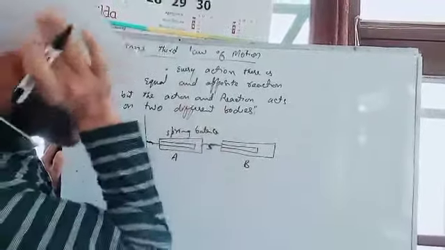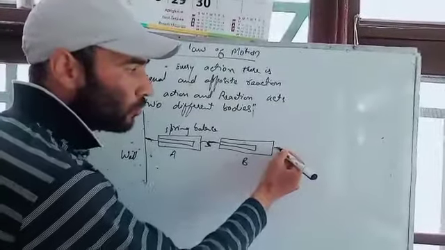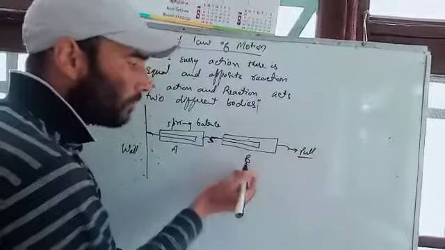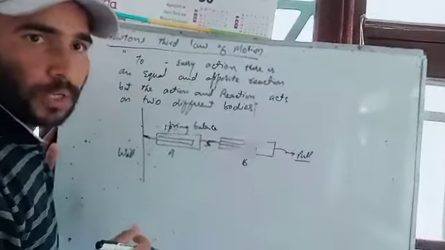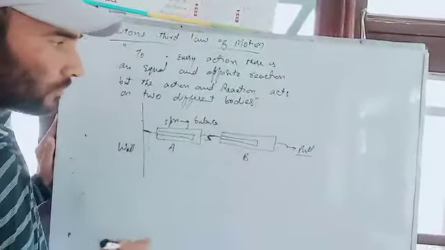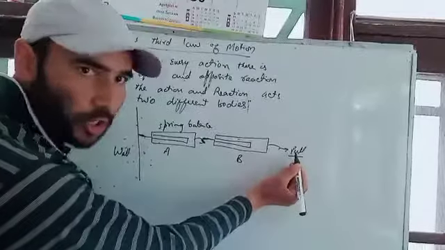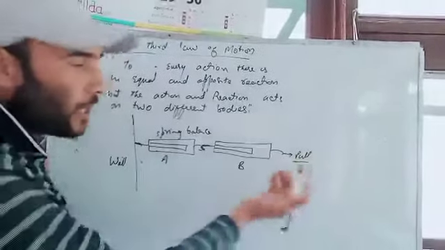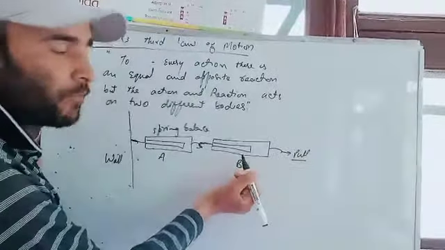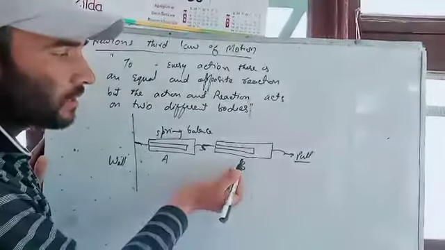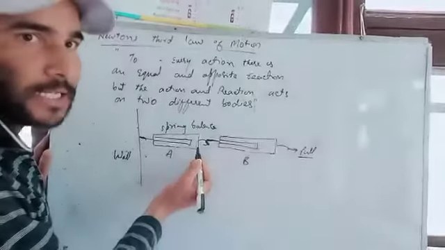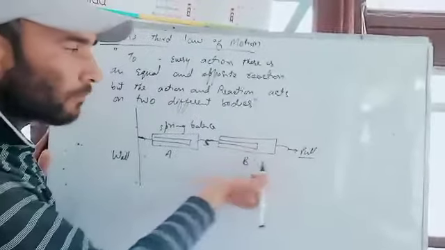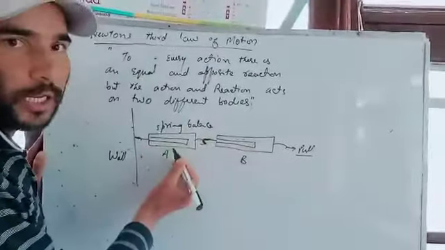And then after that, I will try to pull spring balance B. What will happen when I try to pull it? I am applying force on spring balance B, and spring balance B is in contact with spring balance A. When I apply force on B, B will apply force on A.